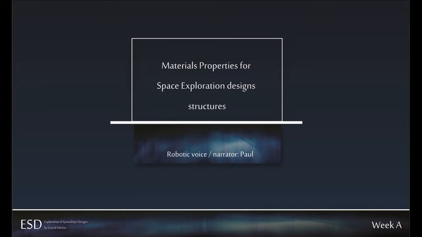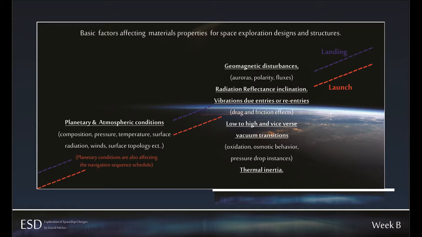Materials properties for space exploration design structures. Basic factors affecting materials properties for space exploration designs and structures. Planetary and atmospheric conditions like composition, pressure, temperature, surface radiation, winds, ground surface topology.